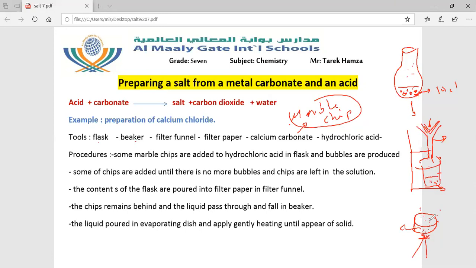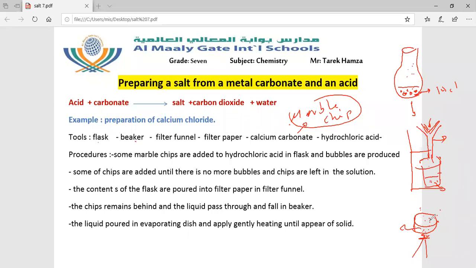This is our lesson today. If anyone doesn't understand this point, please raise your hand. Yes, Rawan. Mister, can you please write the equation of this reaction?